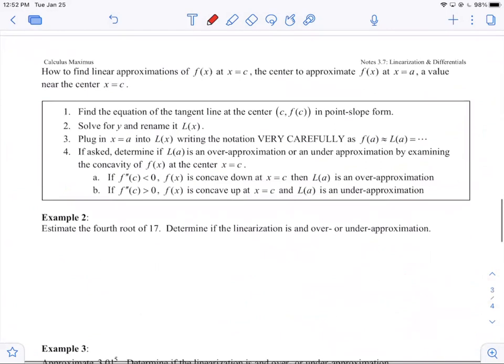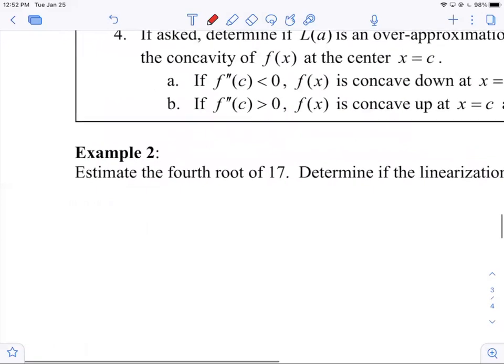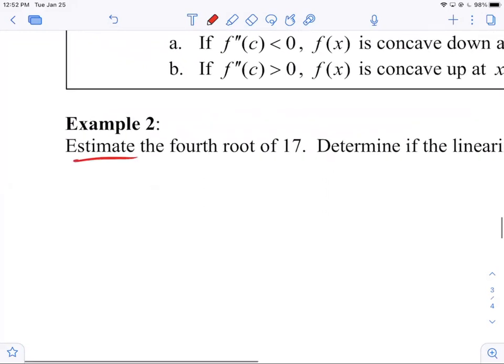Now again, that's not even going to be that complicated. You're going to be told what your center of approximation is. Let's look at example 2 now. Let's estimate the 4th root of 17. Estimate or approximate, kind of the same thing.